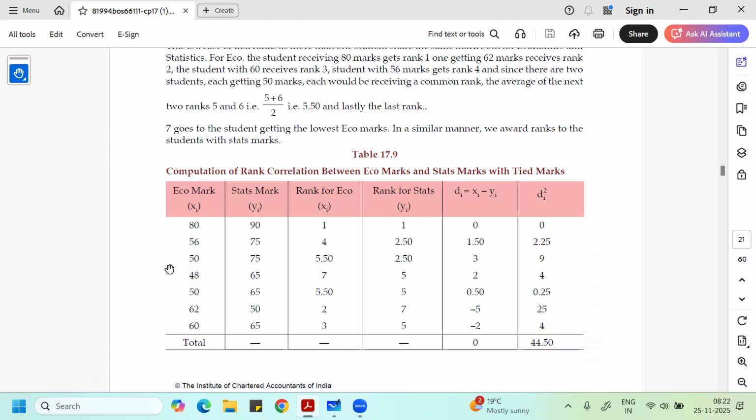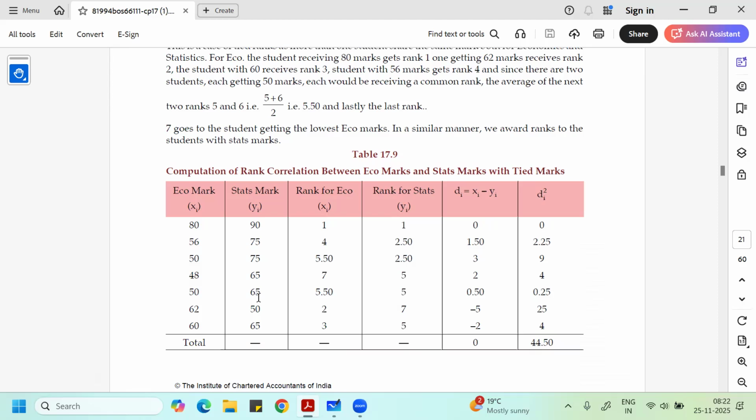Similarly, for stat marks, 90 is rank 1. Then there's a tie between rank 2 and rank 3. 75 is repeated two times. So for the tie between the two 75s, second and third rank, give them the average, 2.5, 2.5. Okay, then three ranks are done. Then there's a tie between 4, 5, and 6. So find the average of 4, 5, 6, which is 5. So all the 65s are given rank 5. Then how many ranks have you done in total? 3 plus 3, 6 ranks. So the 50 would be the seventh rank.